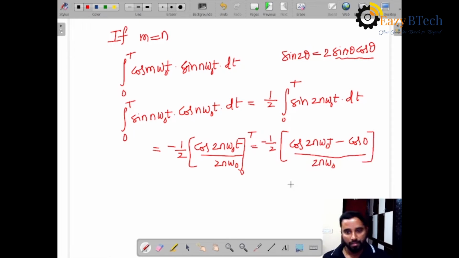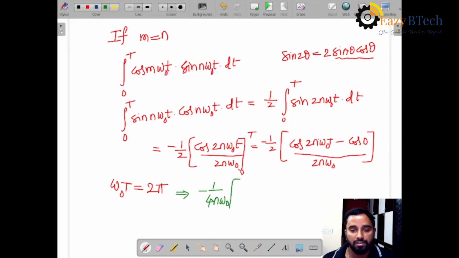Okay. Now think about this omega naught into T product. Omega naught into T is equal to 2 pi, already we have seen this. So take that 2 pi and think about the values. So this will become minus 1 by 2 into 2, 4n omega naught, right? Here cos, this value is 2 pi. So 2 pi into 2n, 4n pi, minus cos 0 is 1. That's all. This denominator we already wrote outside.